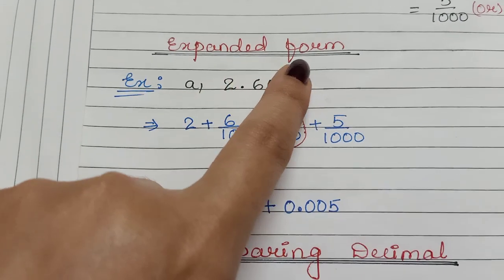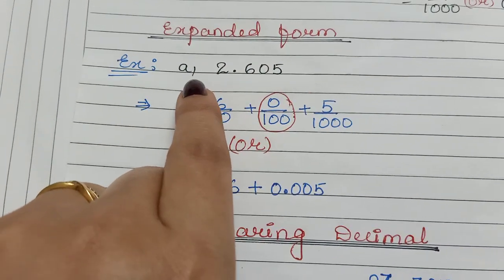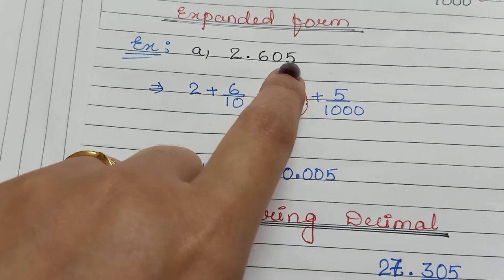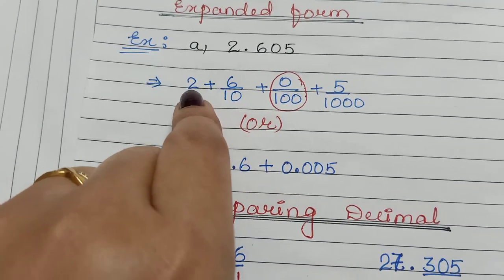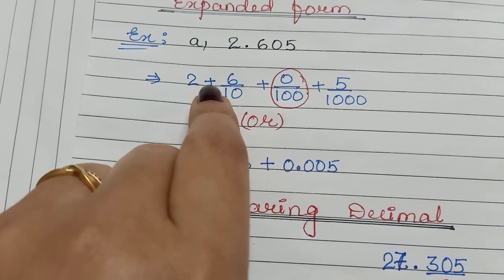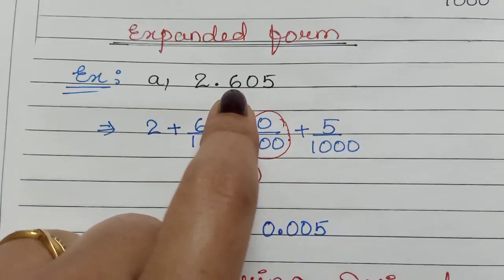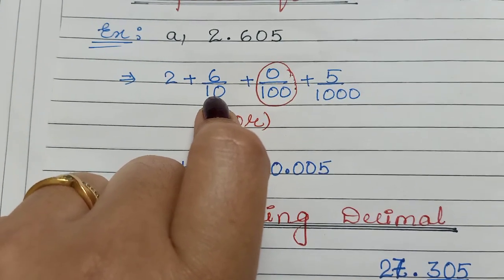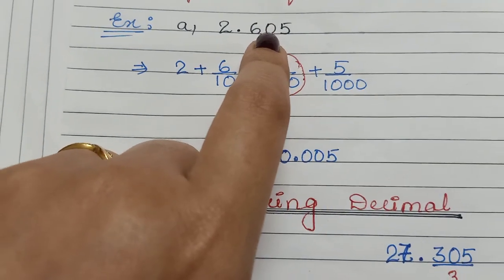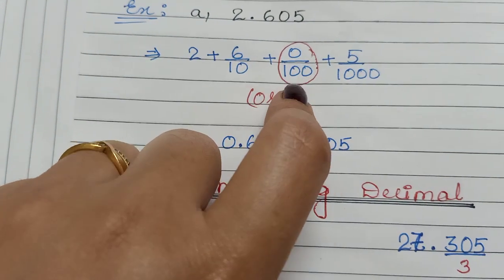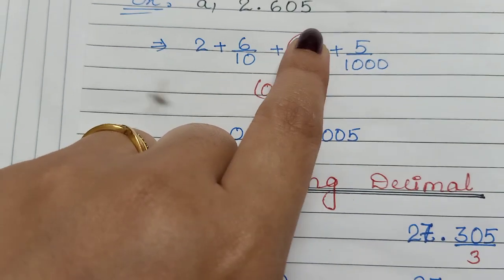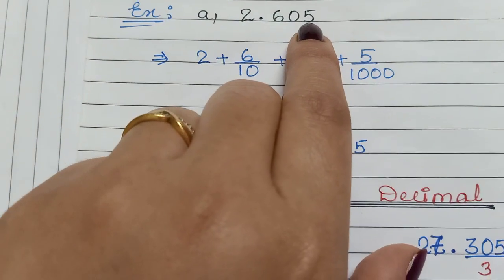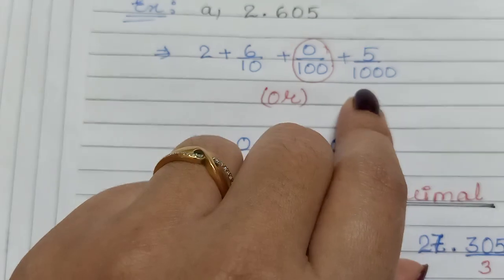Now let's see the expanded form. Example, 2.605. To expand it, we know 2, we have to write it as 2 plus 6. It is in which place? Tenths place. How do we write it? 6 upon 10. As we saw above, 0 could be written as 0 upon 100, or if you don't write it also, that won't matter. Then we have 5. 5 is in the thousandths place, so 5 upon 1000.